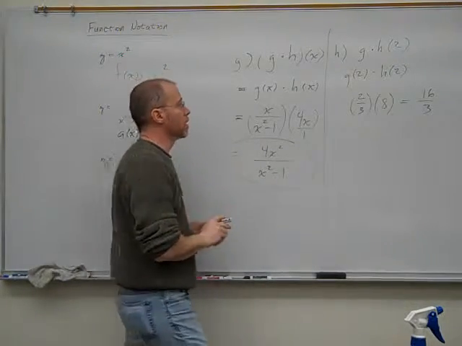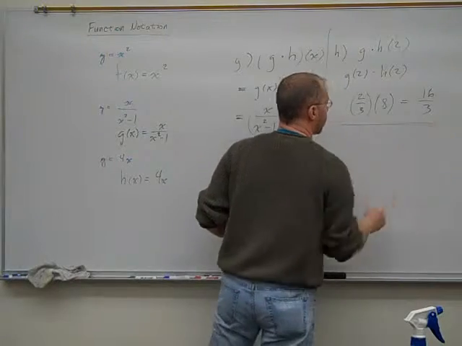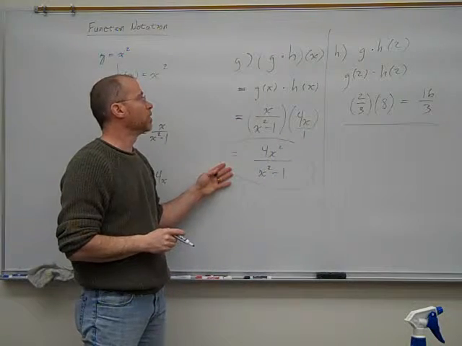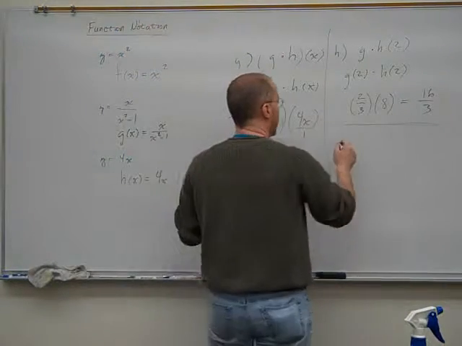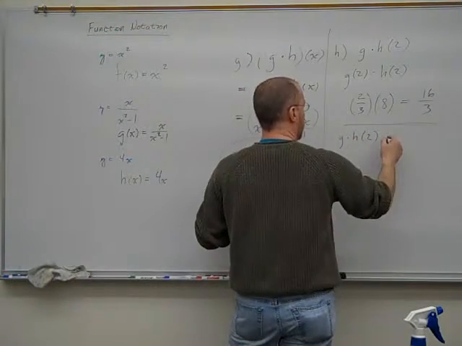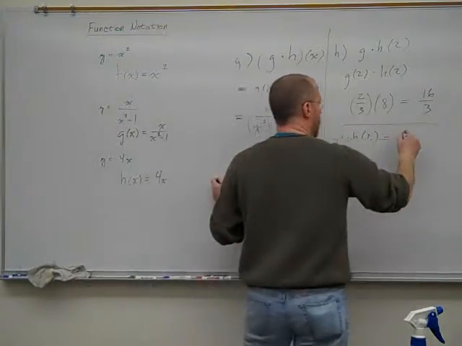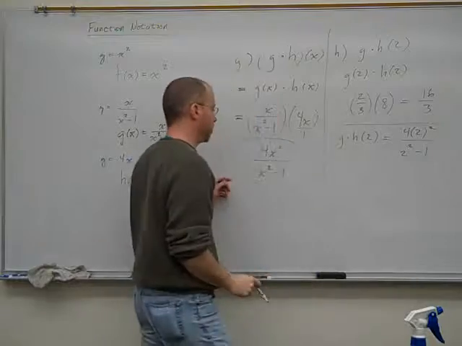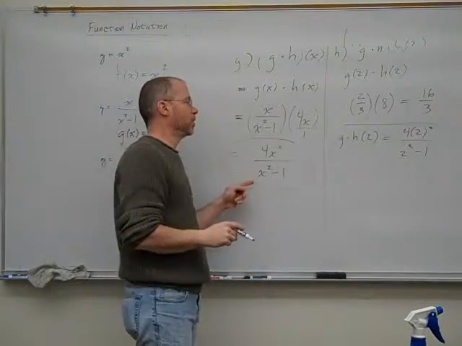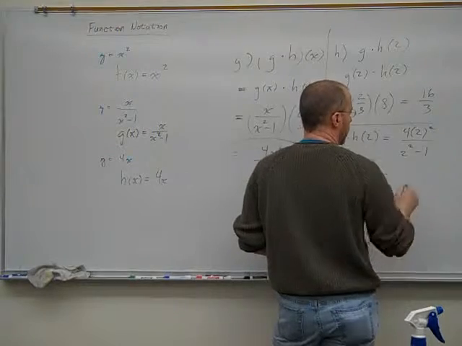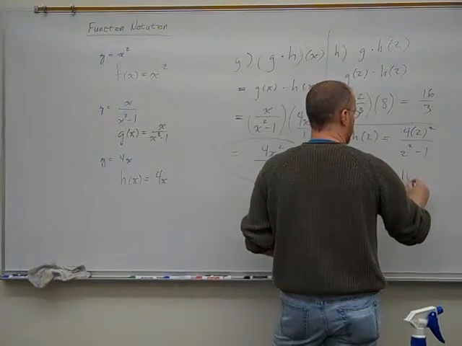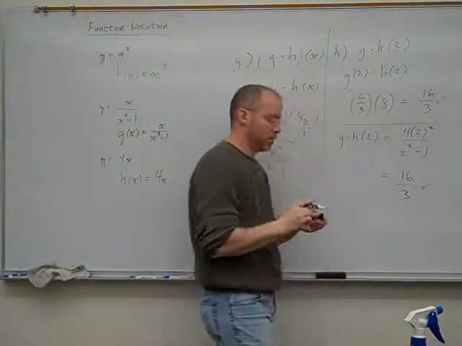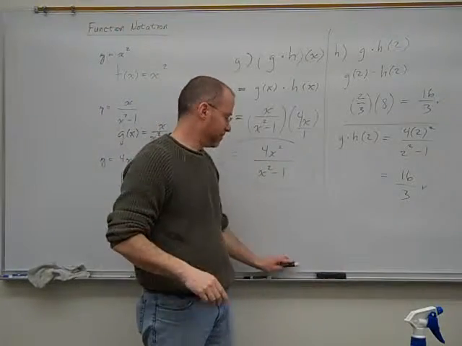And you could check it down here. Sorry, my pen's a little dry. Would this be the same thing as simplifying a formula for g times h of x and then plugging 2 into this formula? Every place I see an x, I drop in the input 2, and I'd get 4 times the square of 2 is 4 times 4, and 2 squared minus 1 is 3. Have fun.